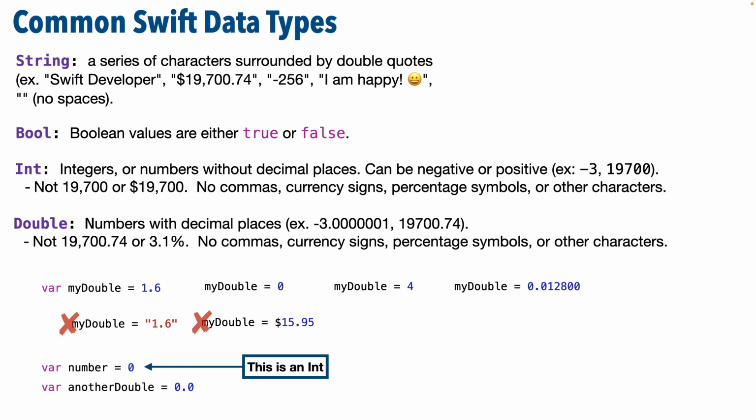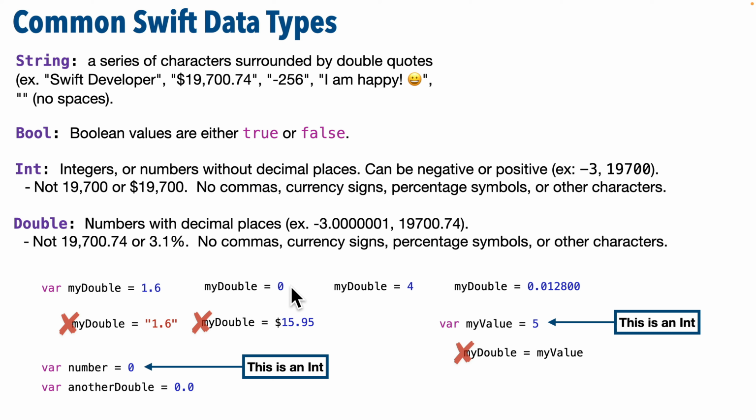No currency symbols allowed, and if you have a variable that's been defined as an int like myValue and you try to assign that value to a double, that'll generate an error. So this is important to know. Swift will convert literal values to doubles if you try to assign them to a value that is already a double. So the 0 will be considered 0.0, 4 will be considered 4.0, but it won't do this for constants or variables that have already been defined as integers. This would generate an error.